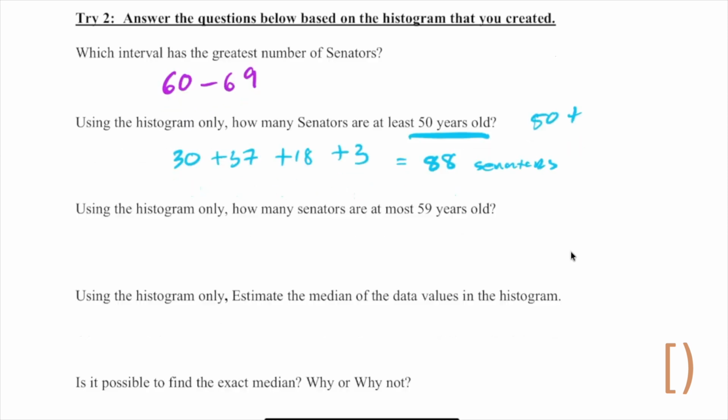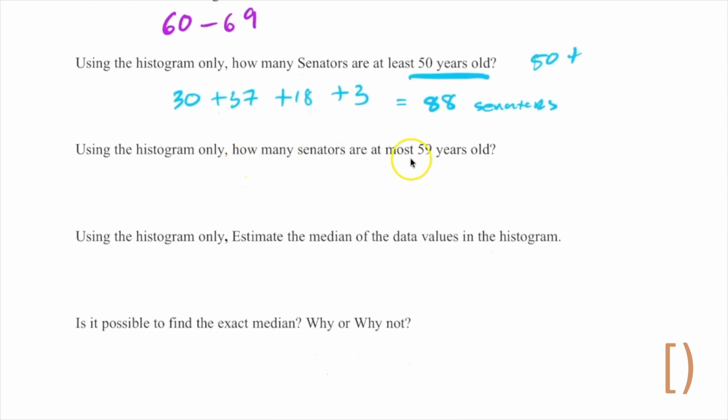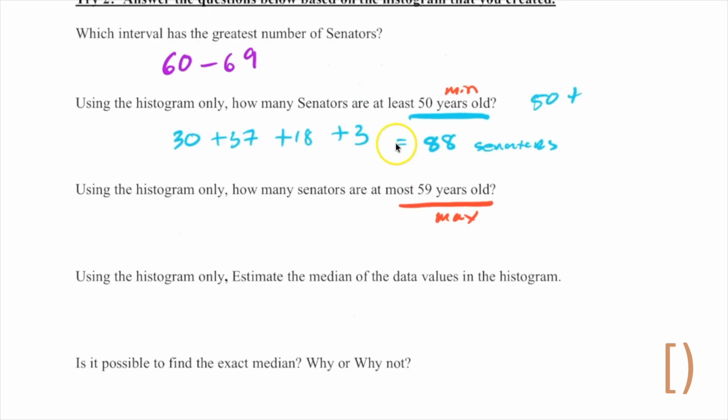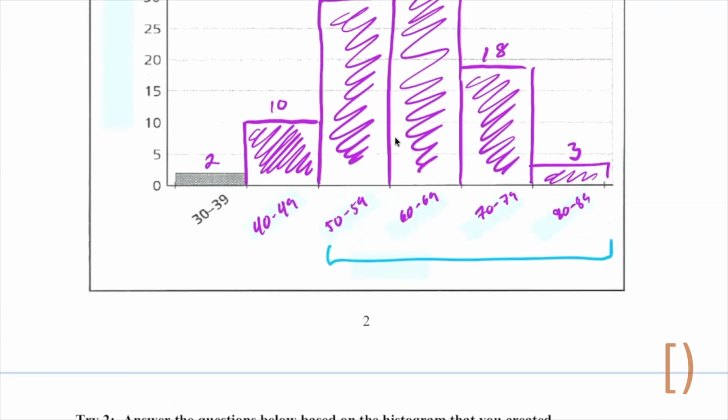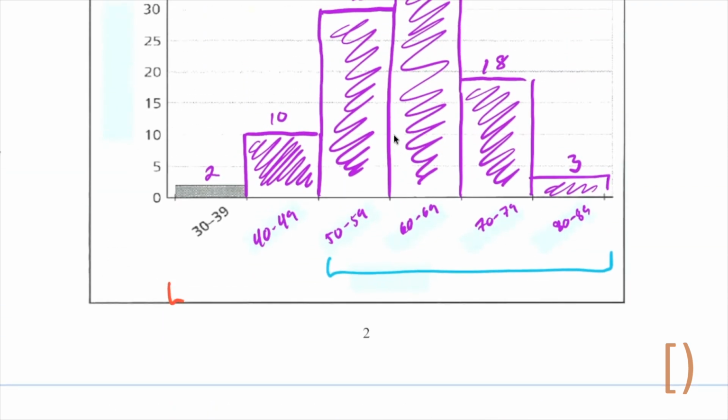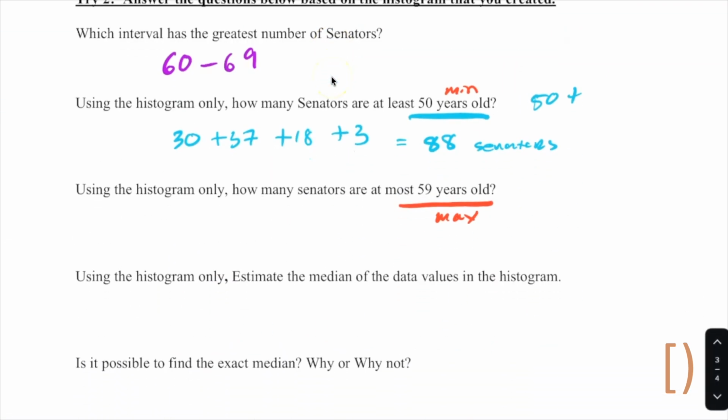Okay, like that. Using the histogram only, how many senators are at most 59 years old? So at most is the opposite, right? If I want like at most 3 cookies, 3 is my max, right? So in this case, this is the min. 59 is my max, so I don't want to go past 59. So it's going to be from here to here, right? So these guys. So 2 plus 10 plus 30. So that's going to be 42.